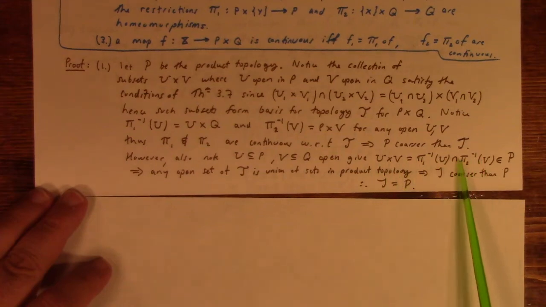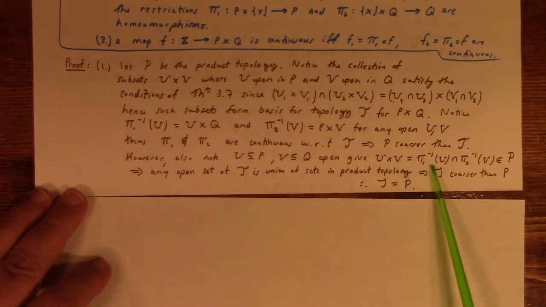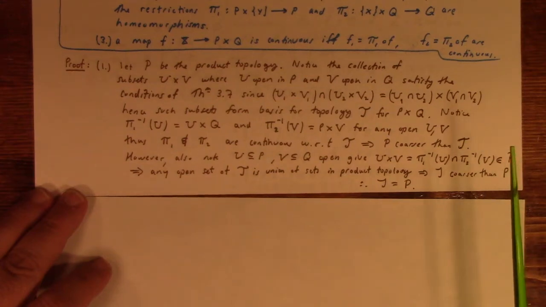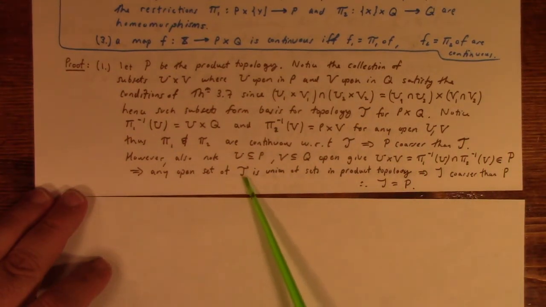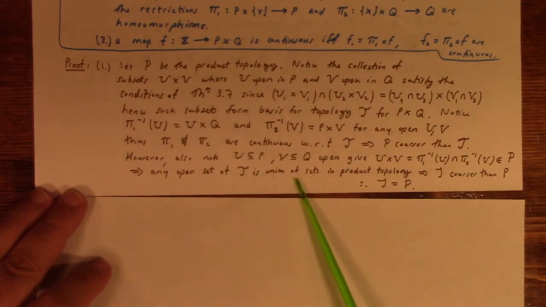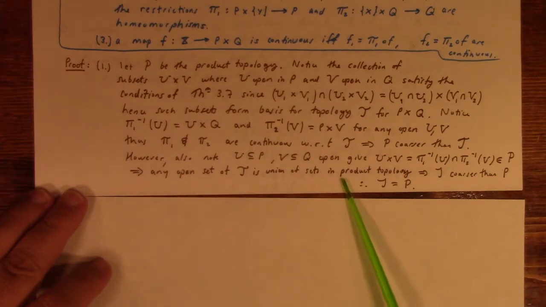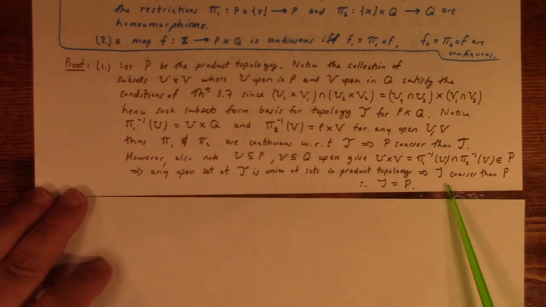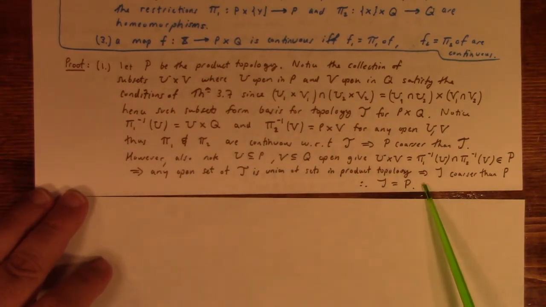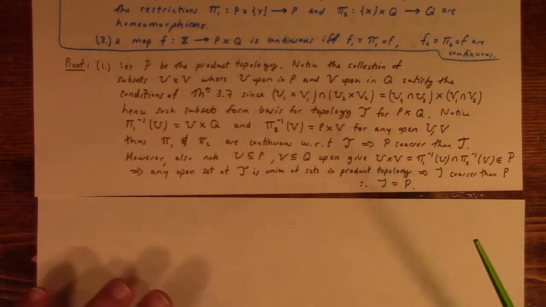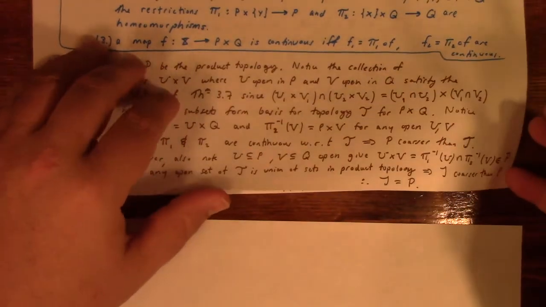If you don't believe that, just take a piece of paper, write it out, you'll see it. And so, of course, this is an element, since this is equal to that, that's in the product topology, which means that any open set in T is a union of open sets in the product topology. So that implies that T is coarser than P. Of course, if one is coarser than the other and the other is coarser than the one, that means they're the same topology. All right, let's move on.